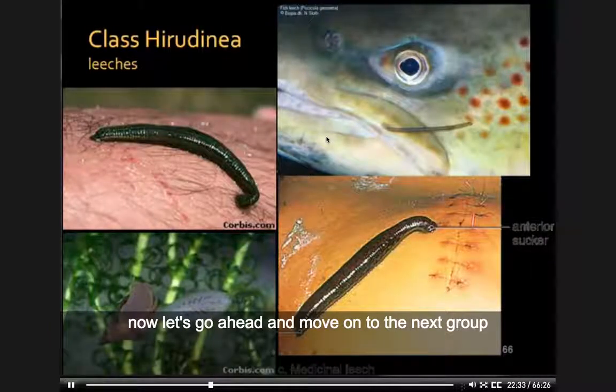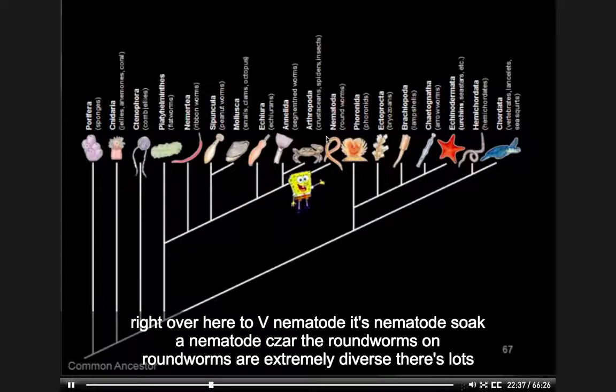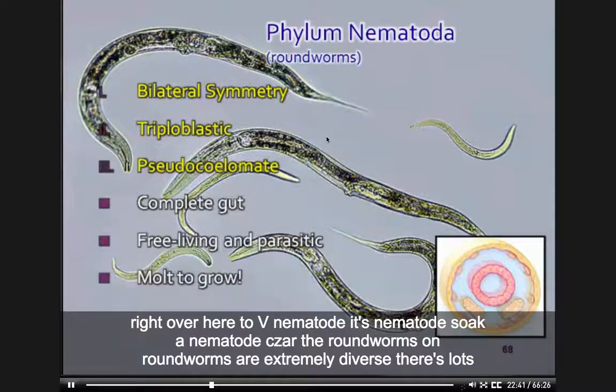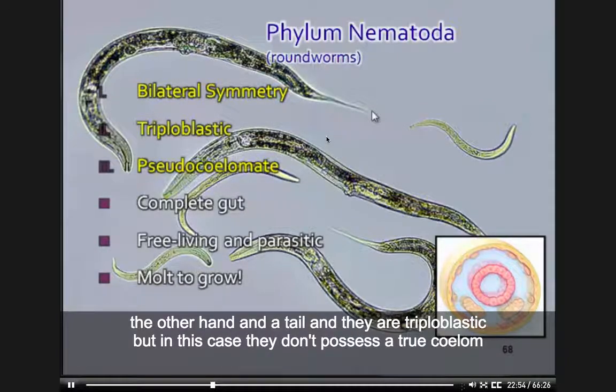Now let's go ahead and move on to the next group, right over here, the nematodes. Nematodes are the roundworms. Roundworms are extremely diverse. There's lots and lots of roundworms out there. They're all bilaterally symmetrical. They have a head end and a tail end.